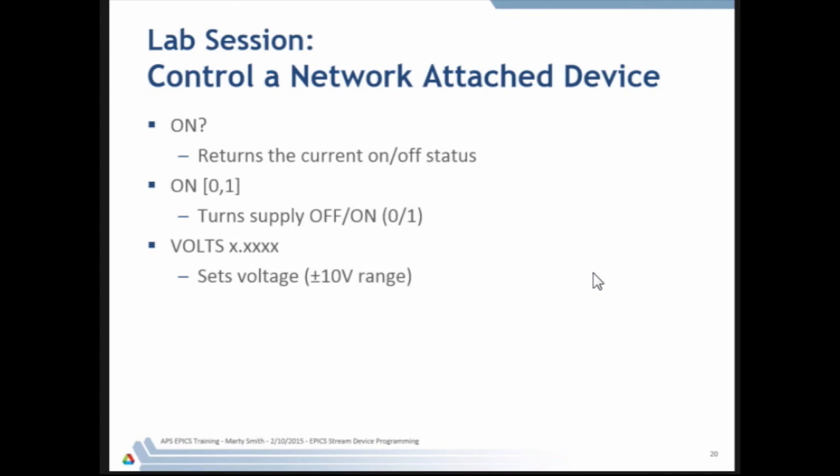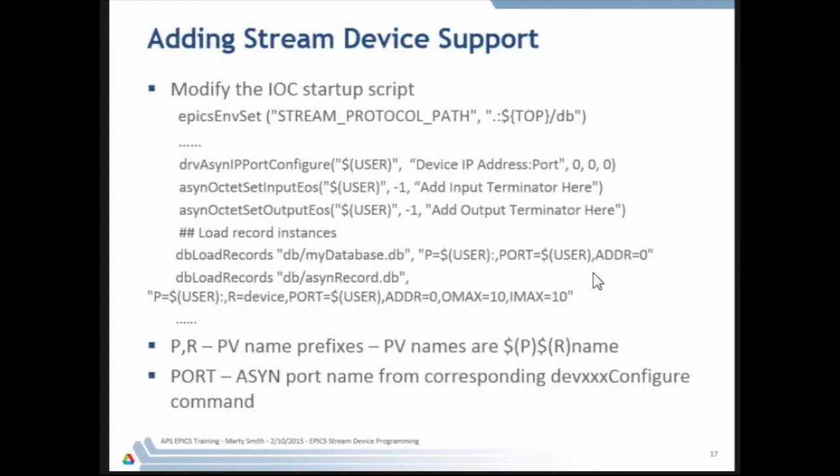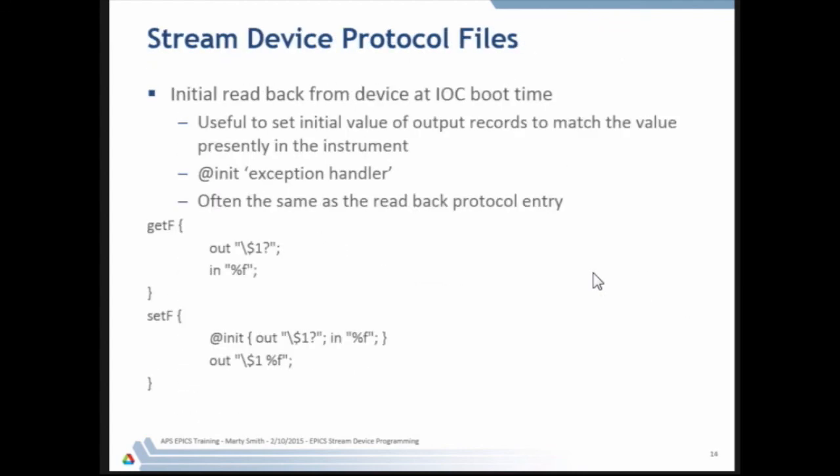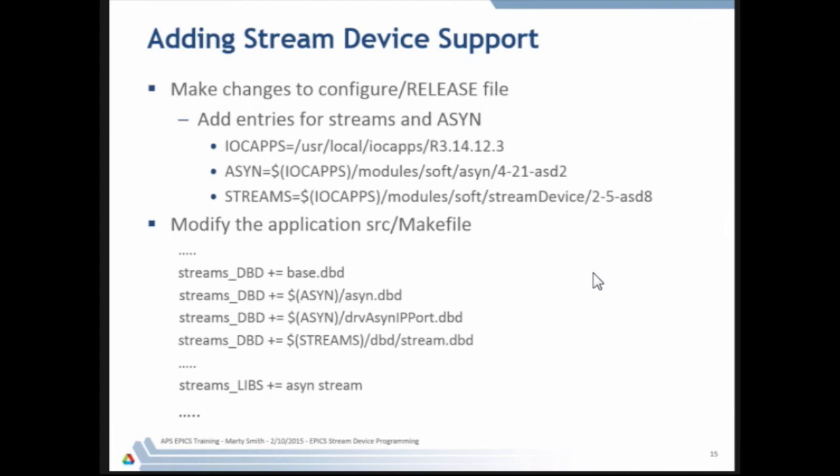Then we have on question mark, which will return the current on or off status, and then on will pass it either a 0 or a 1, which will either turn the power supply off or on, and volts, which will set the voltage. We've got a plus or minus 10 volt range. So those are the commands, and if we start actually, I believe here on slide 15, we can actually get started putting this in now.